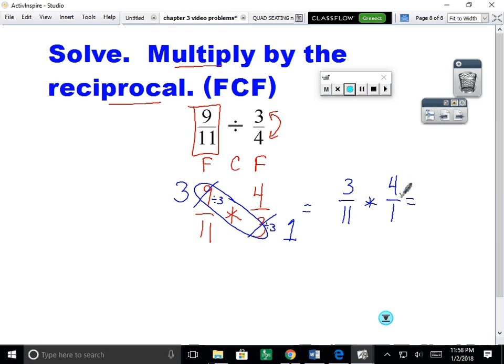Now if I multiply across, I'll get 3 times 4, which is 12, and 11 times 1, which is, in fact, 11. And I'd love to circle it and say, ta-da! But if you notice something, this is called an improper fraction. So we need a way to get there. We need a way to show this as a mixed number.